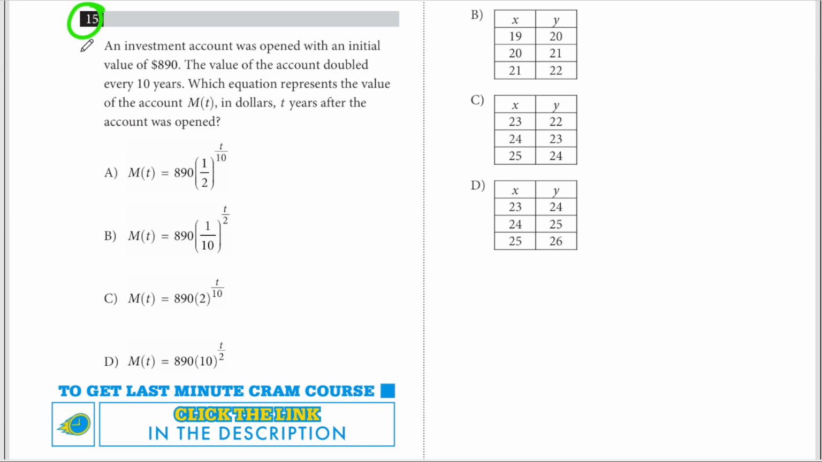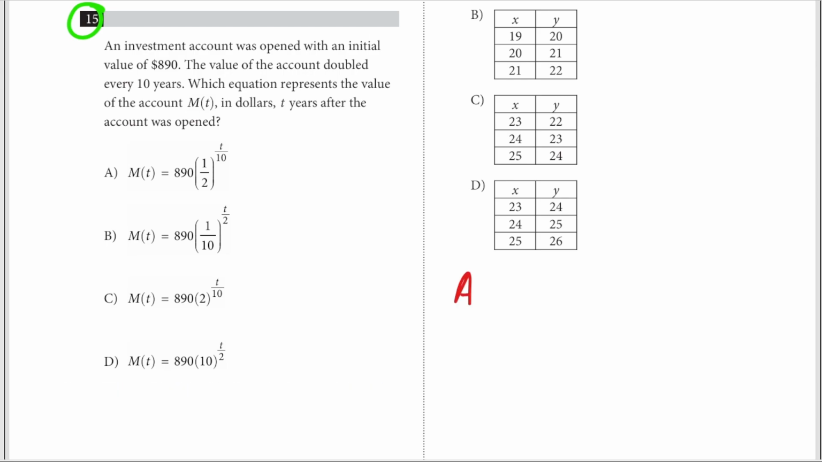So first things first, the formula: A, the final value, is equal to P, the initial investment, times (1 plus r) to the power of t. Now the question, of course, is what is r, what is t, what is P? Well, the initial value is 890, so P is 890. And we cannot eliminate anything because all of these choices have 890, so all of these so far make sense.